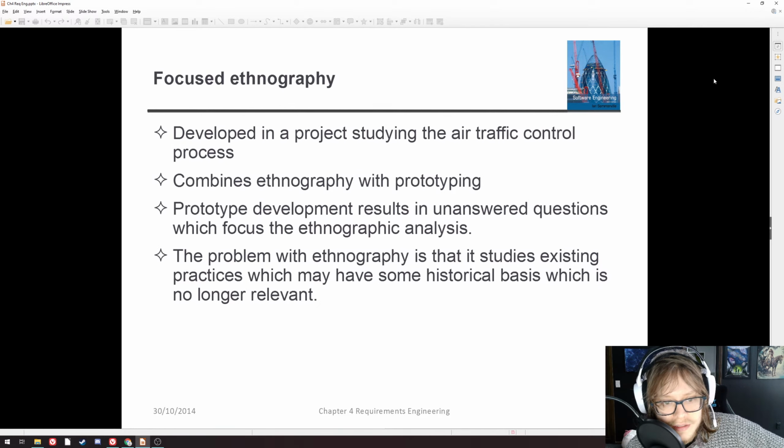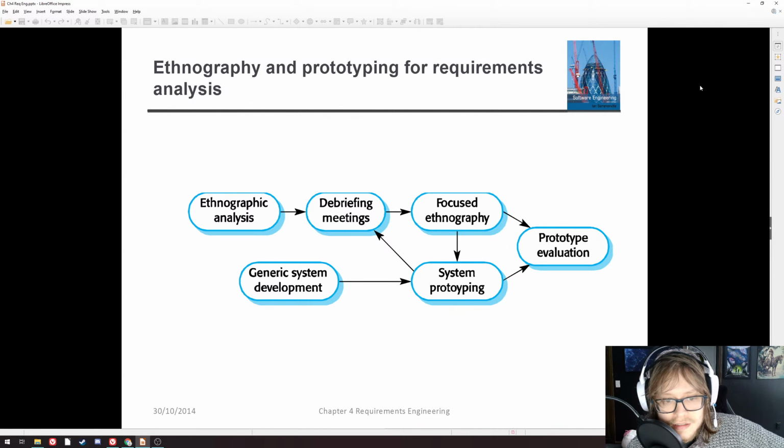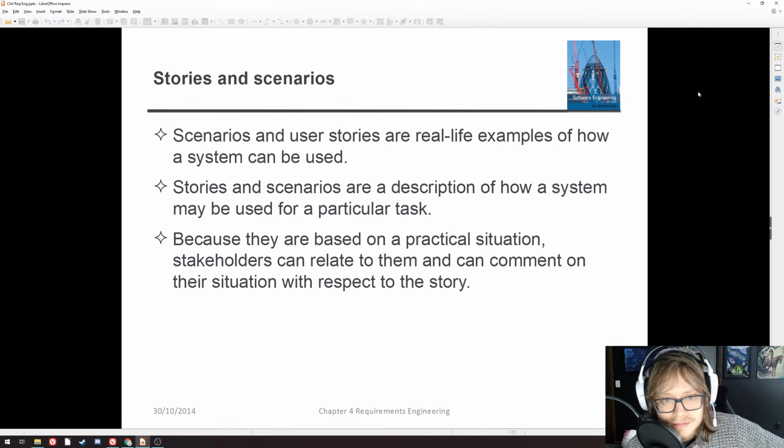Focused ethnography, skip that. A nice little flow chart again. So something you want to do a little ethnographic analysis, do a debrief, do some focused prototype. A lot of arrows here, very fancy. Don't care. And then next time we're going to talk a little bit more about user stories, which are very useful in agile models. But since we're doing interviews, you can start to think about these user stories today.